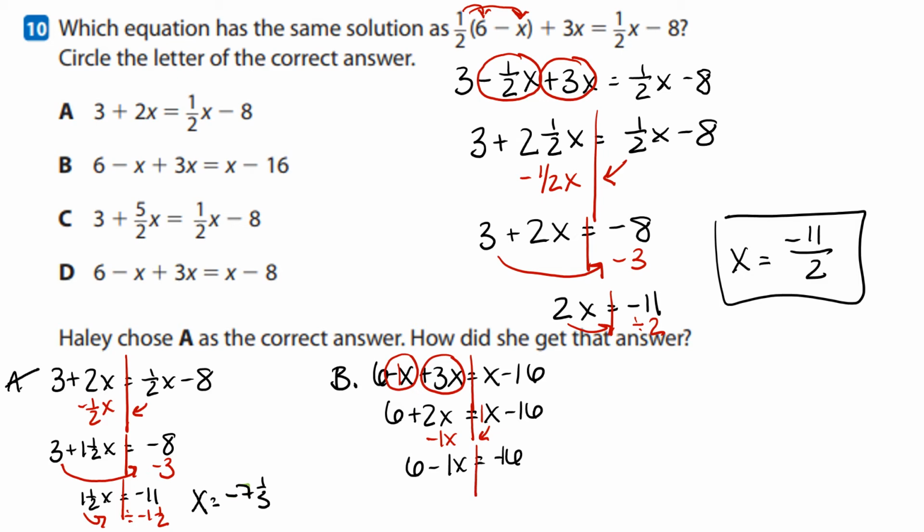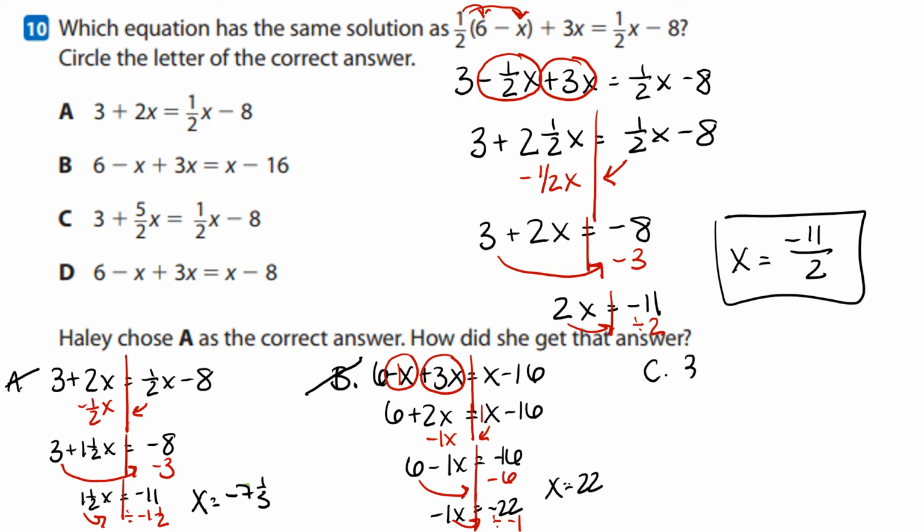To combine our next pair of like terms, we do the opposite of 6. We do a minus 6. Negative 16 minus 6 is going to give us a negative 22. And our last step is to divide. We divide by negative 1. Two negatives make a positive. We end up with a positive 22, and so B is not correct.